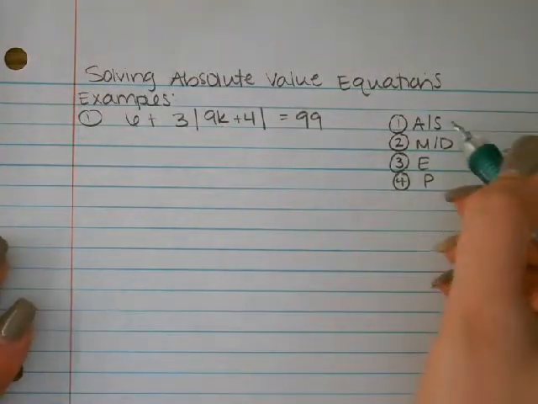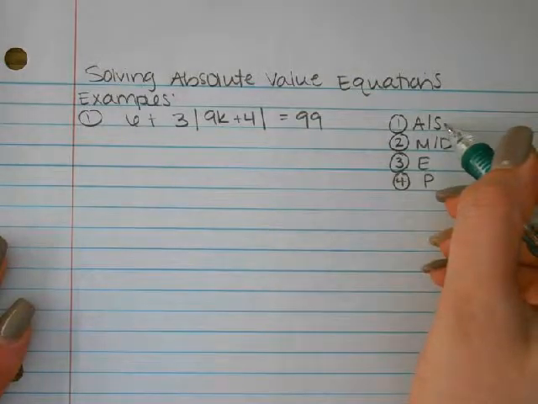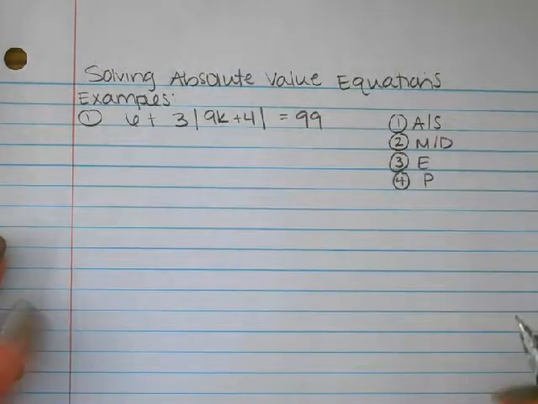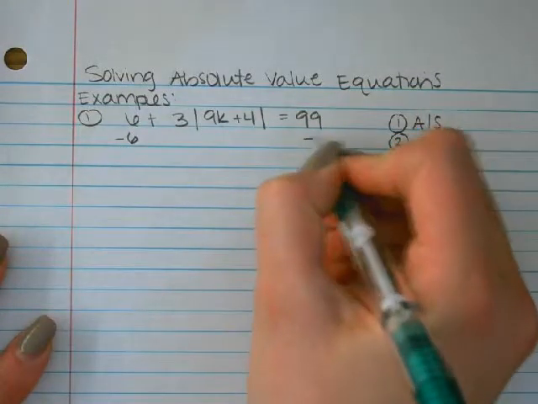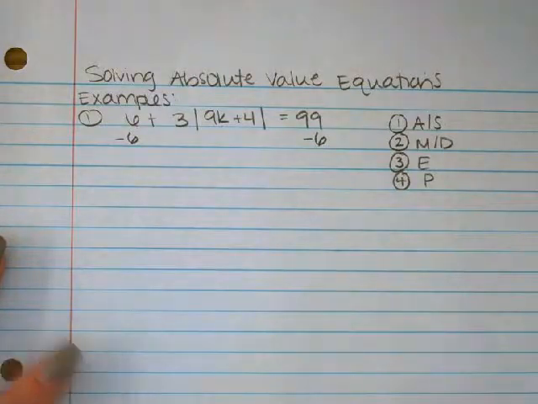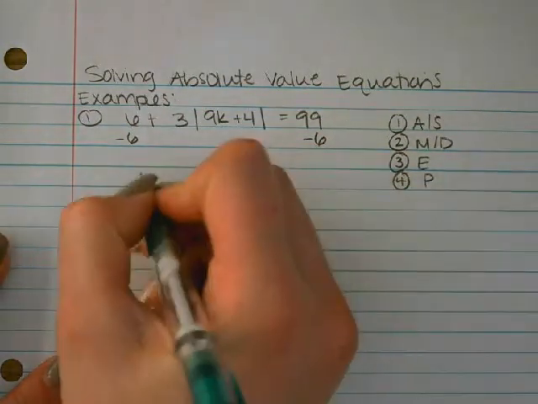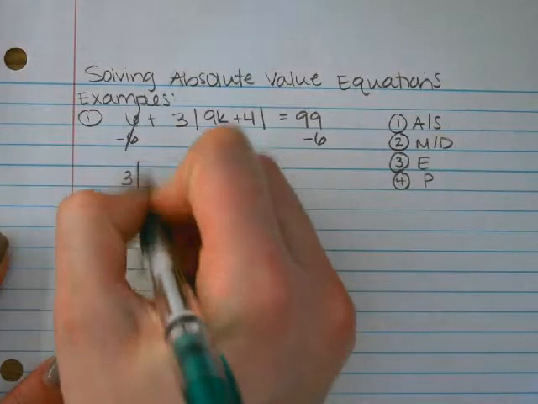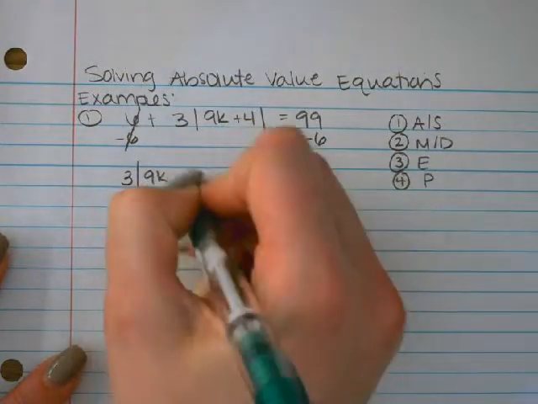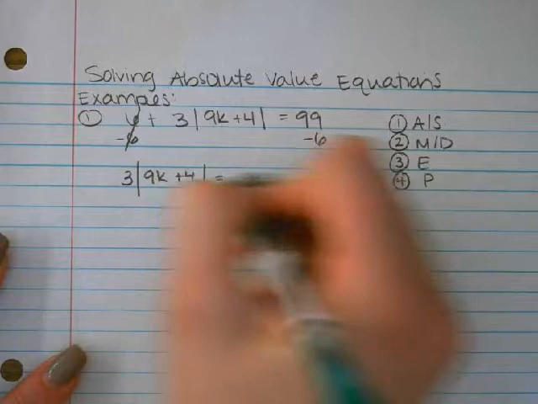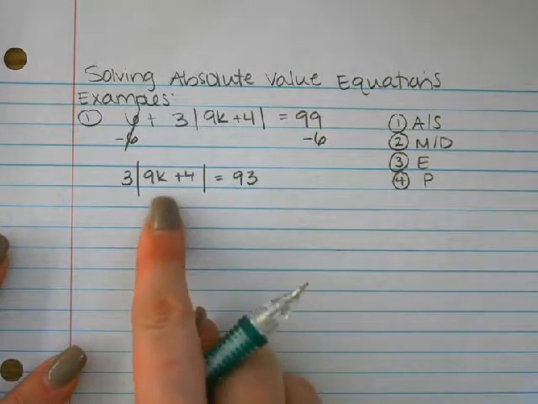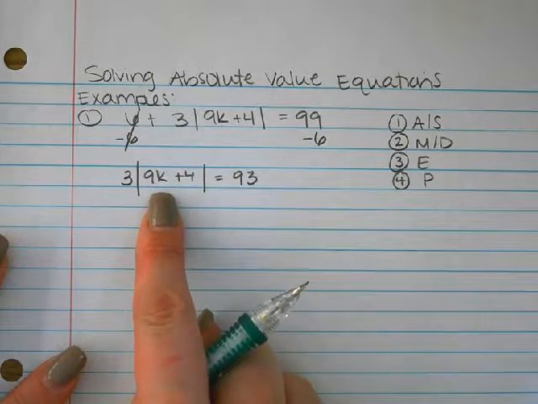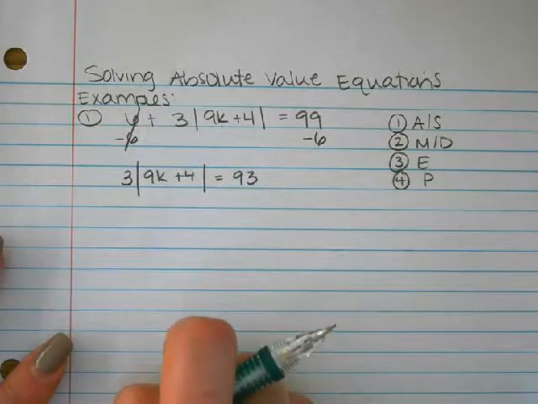So first, is there something that we could add or subtract to the other side to move it away from the k value? Yes. What is it? 6. Yeah, the 6 sitting right here can be subtracted to the other side. So I'm going to go ahead and subtract that over. So that leaves me with 3, and then we have the absolute value of 9k plus 4 equals 93. And you'll notice when I write my absolute value signs, I usually make them just a little bit longer so I do not mistake them for ones. So just be careful you do not accidentally mistake your absolute value sign for a 1.